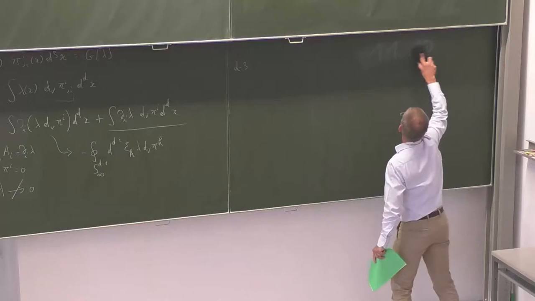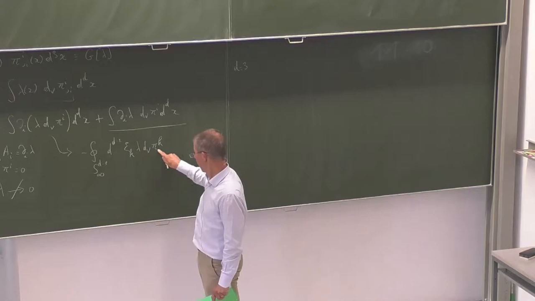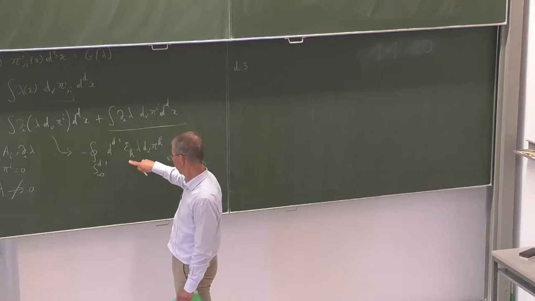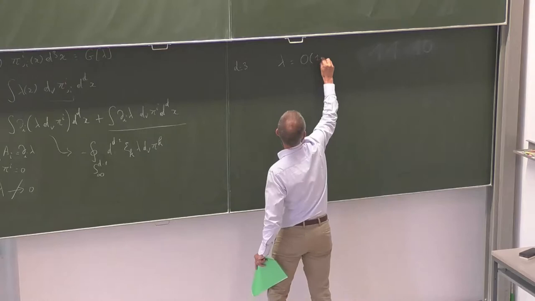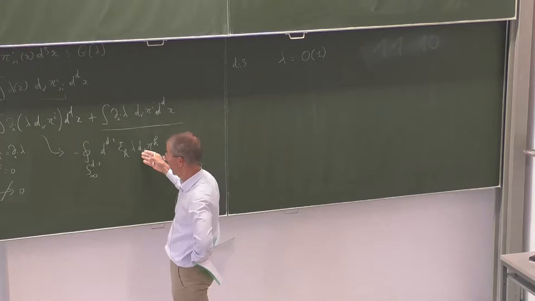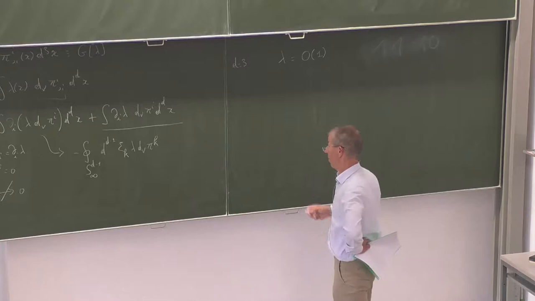So this will go like one over r squared. This would be the line element on the two sphere, so it goes like r squared. So this is of order one. So if lambda is of order one also, we get some contribution, which is non-zero, but actually a contribution which I can improve things by adding to my original generator.